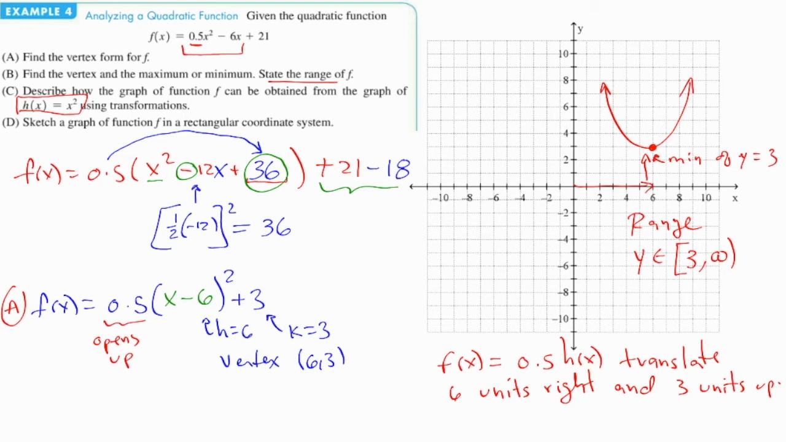And D says sketch a graph of the function in a rectangular coordinate system. If we wanted to add some precision, we can just choose some x values to plug in. So if I plugged in 4, 4 minus 6 is negative 2. Negative 2 squared is 4. 0.5 times 4 is 2. 2 plus 3 is 5. So we would get 4, 5. And then I would use the symmetry property to reflect that point. And we see my graph wasn't that bad. I just have to adjust this one branch. And that gives me a better likeness of this parabola.